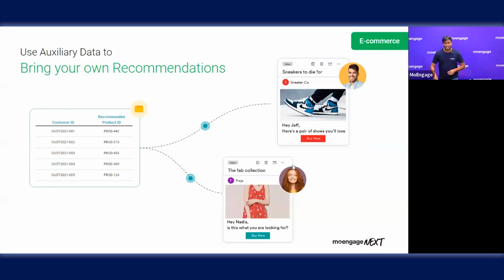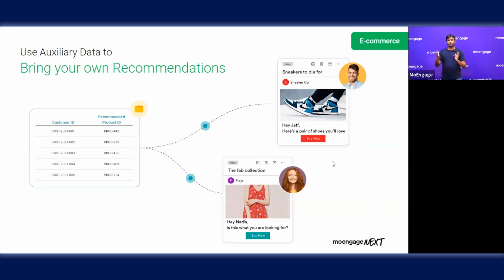Yeah. Similarly, if you're in a vertical like e-commerce or commerce, or even travel, where you have a campaign in which you want to include recommendations, you can bring those recommendations in the form of auxiliary data and reference those in the campaigns as well.